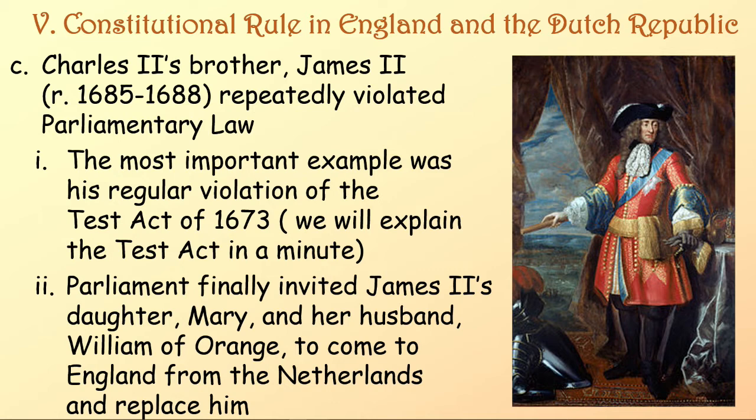Charles II's brother, James II, who ruled from 1685 to 1688, repeatedly violated parliamentary law. The most important example was his regular violation of the Test Act of 1673, and we'll explain the Test Act in a minute. And Parliament finally invited James II's daughter, Mary, and her husband, William of Orange, to come to England from the Netherlands and replace him.